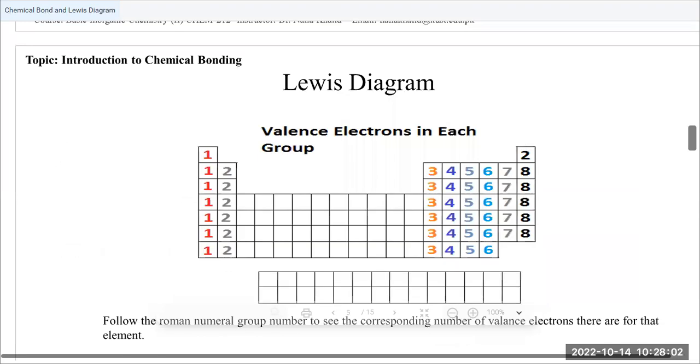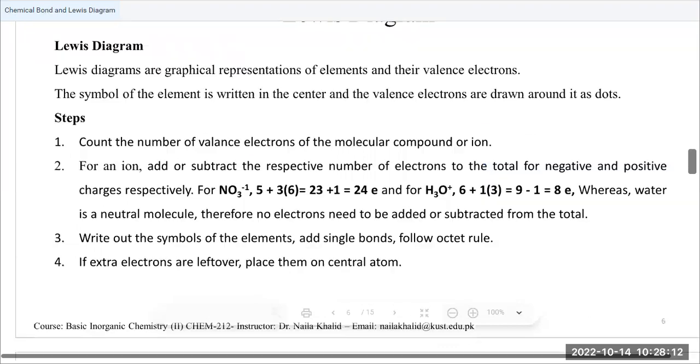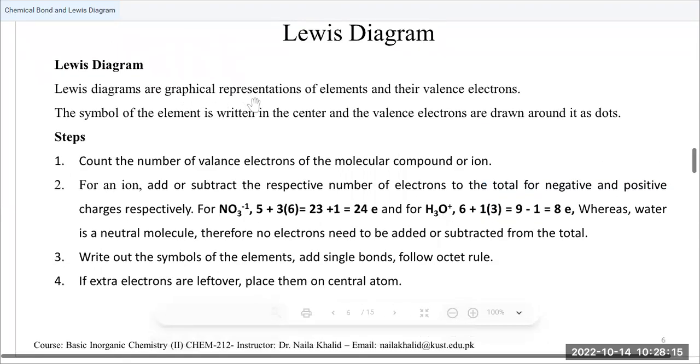In order to represent the molecule and the structure of a molecule, you should know how the Lewis diagram is represented. A Lewis diagram is a graphical representation of elements and their valence electrons. In very simple words, a Lewis diagram is a graphical representation of the structure of the molecule, which shows which valence electrons are available and which valence electrons are involved in bonding. So how will you draw the Lewis diagram?